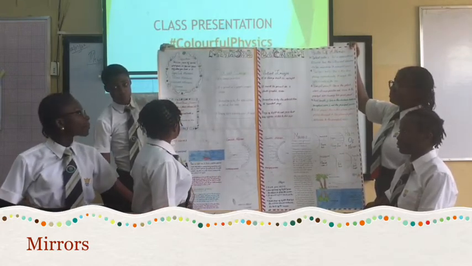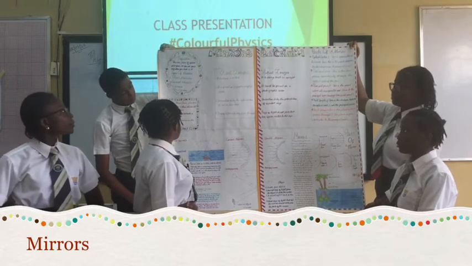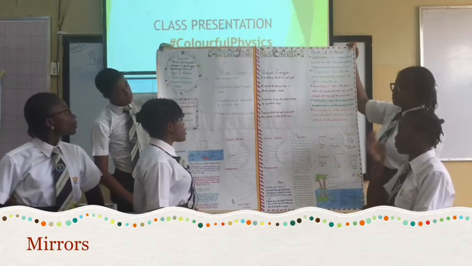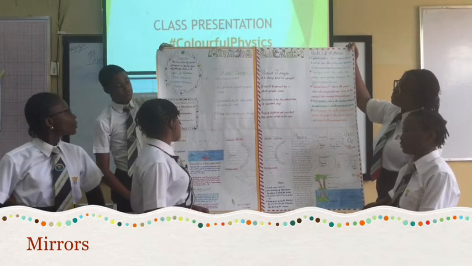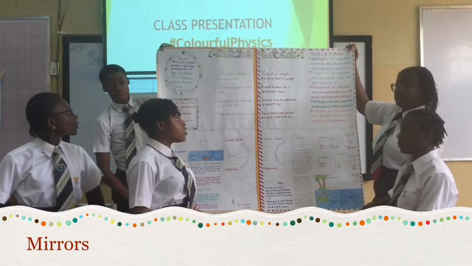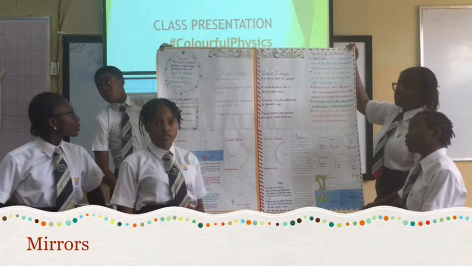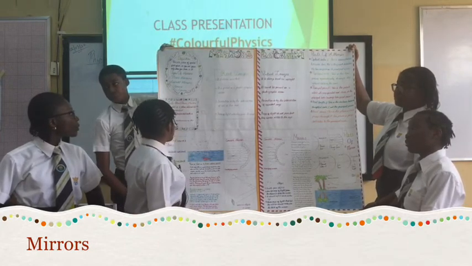Mirrors. A mirror is a piece of special flat glass, so you see yourself when you look in it. We have two types of mirrors, plane mirrors and curved mirrors. Under curved mirrors, we have concave and convex. Key facts about plane mirrors.